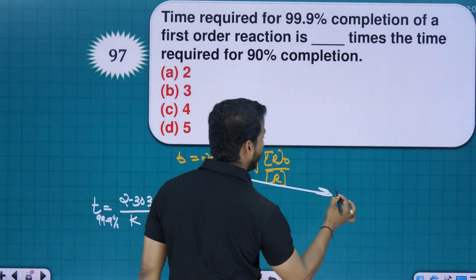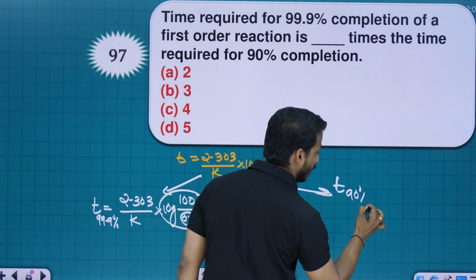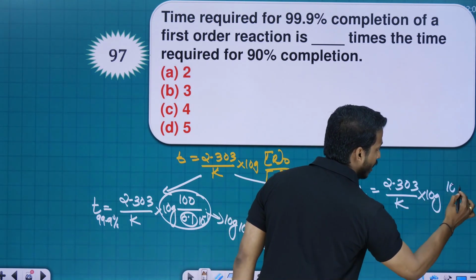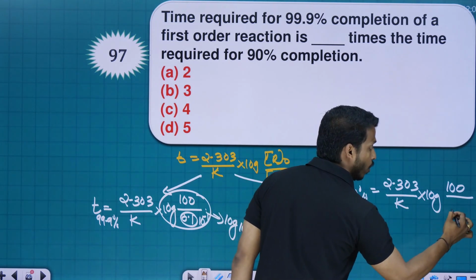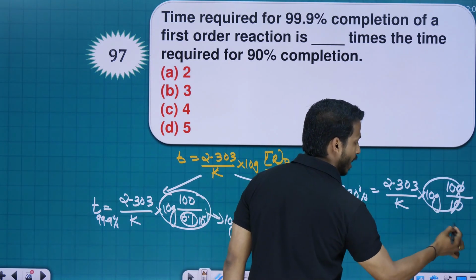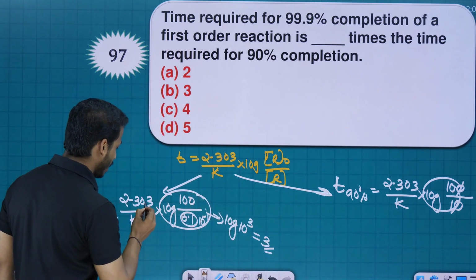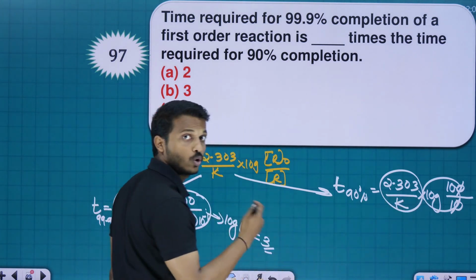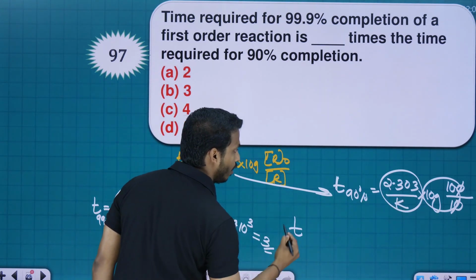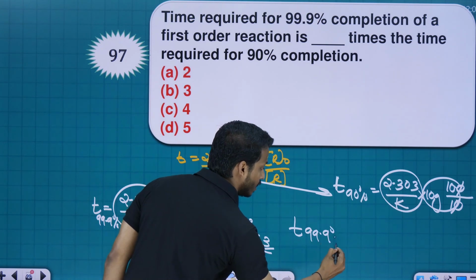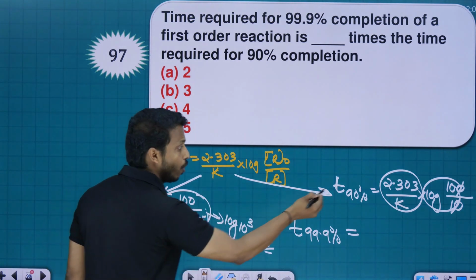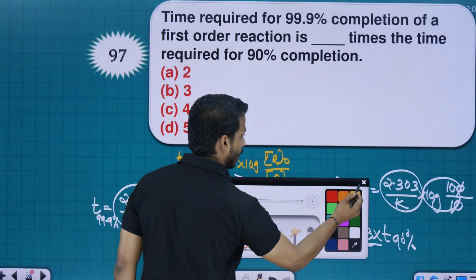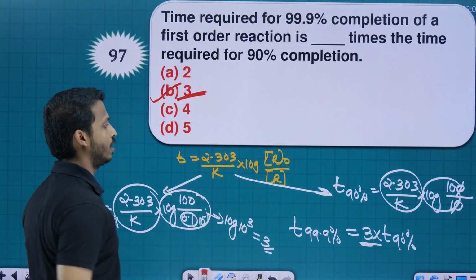What about the other one? 90% means what is the time for 90%? 2.303 by K into log of 100 by 10, because 90% means only 10 is left. What is log 10? 1. So 2.303 by K is there in both, here 3 times, here 1 time. So overall, time required for 99.9% is equal to 3 times the time required for 90%. So that 3 times it is required.